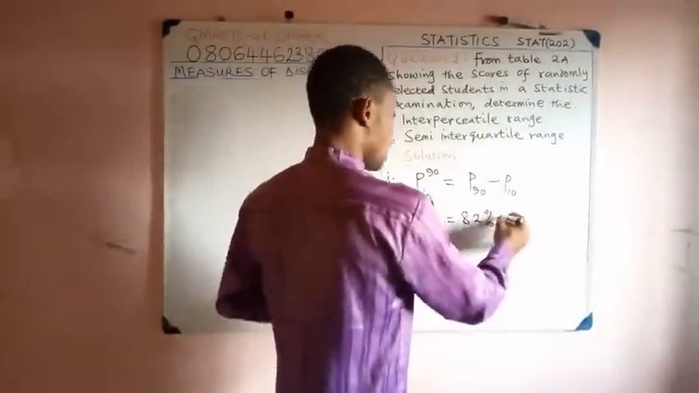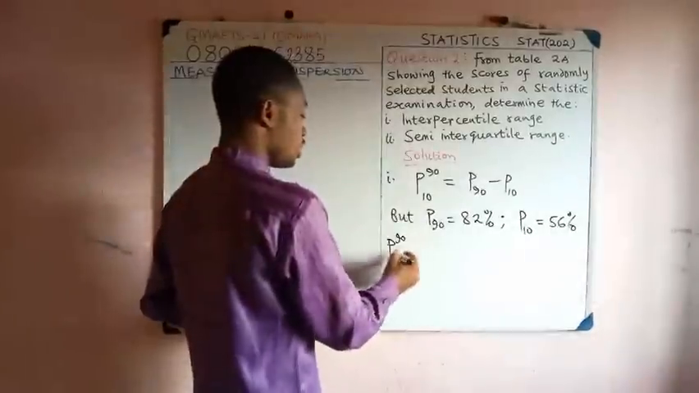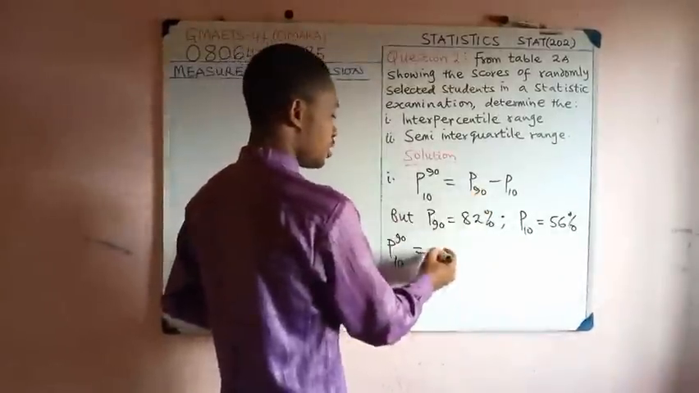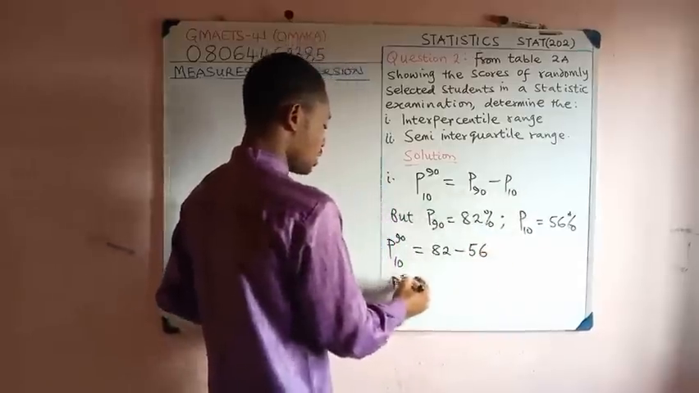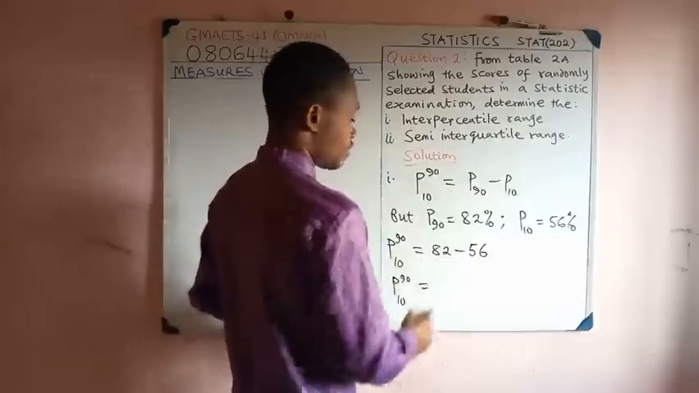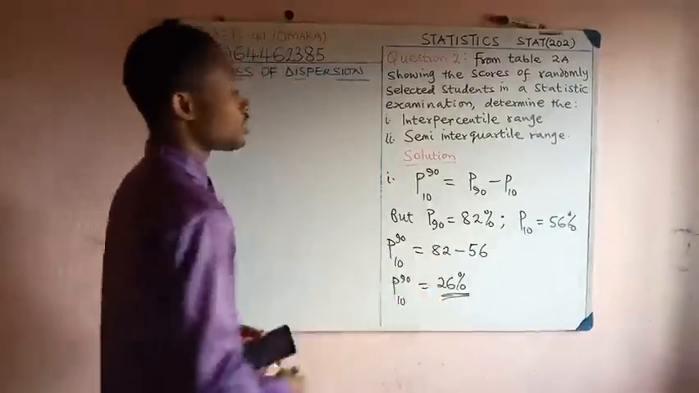P90 was actually 82% and P10 was 56%. So the interpercentile range P90-10 will be equal to P90, which is 82%, minus P10, which is 56%. If you do that, 82 minus 56 gives us 26%. So this is our interpercentile range.